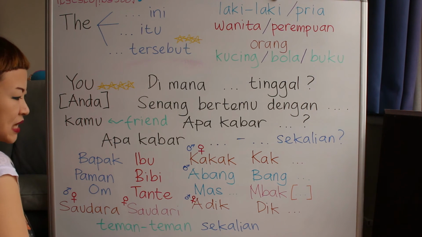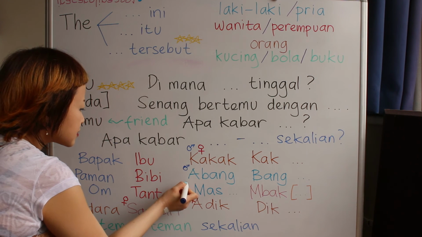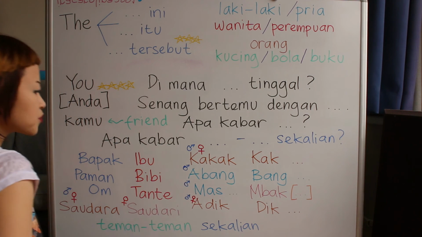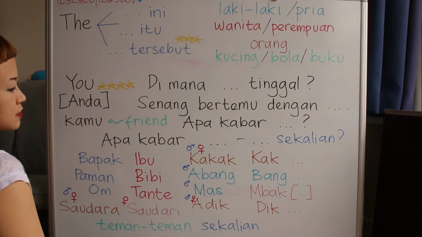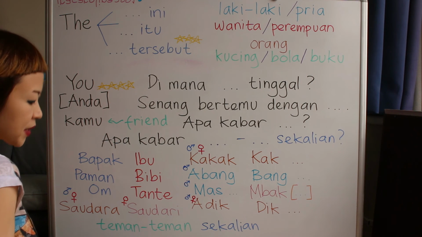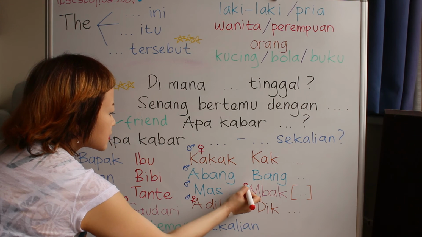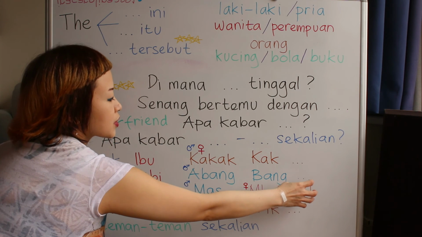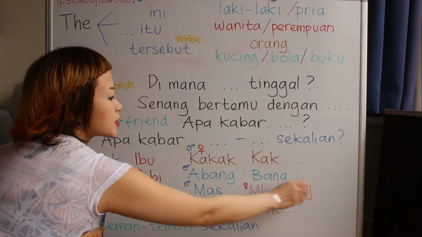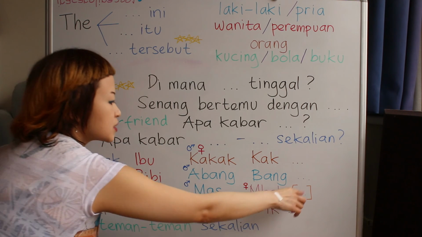Or mas for male. For mas, you have to put the name. Or for female, bak. In this case, for bak, you can put the name, or you can just use bak without the name. That's why I put this one.